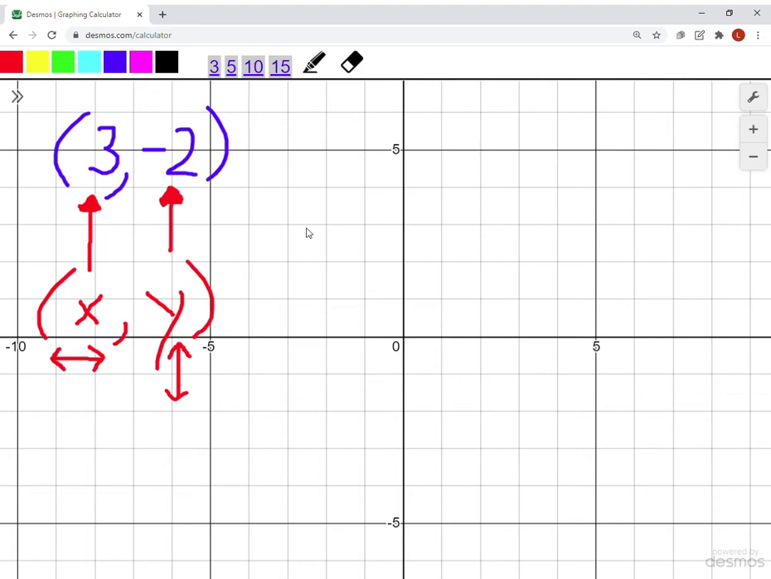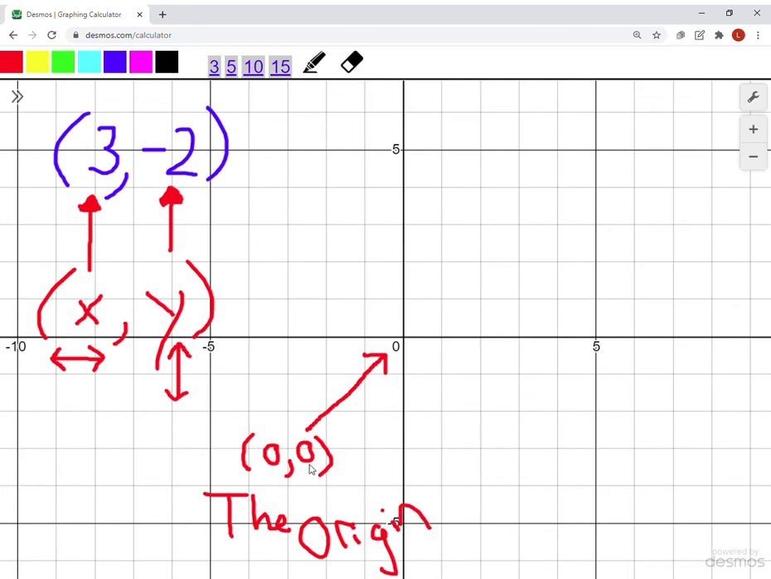Now, there's always a starting point whenever you graph something, and that starting point is right here at 0, 0, also known as, yeah, you guessed it, the origin. So that's always where you are going to begin when you go to graph a point. So you start with this first coordinate. So I'm going to start with 3. Since it is my x coordinate, I am going to move side to side 3.